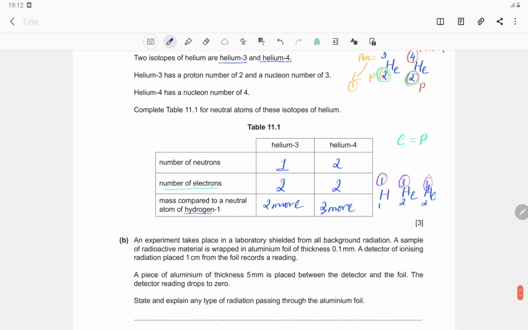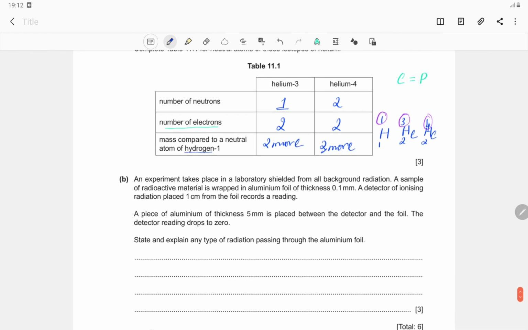Last part, an experiment takes place in a laboratory shielded from all background radiations. A sample of radioactive material is wrapped in aluminum foil of thickness 0.1 mm. A detector of ionizing radiation placed 1 cm from the foil records a reading. A piece of aluminum of thickness 5 mm is placed between the detector and the foil. The detector reading drops to 0. State and explain any type of radiation passing through the aluminum foil.